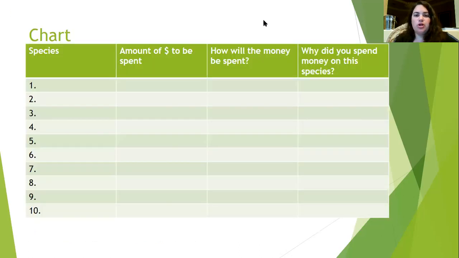So here is your chart, and this is basically what you will fill out. So let's say your panda is number one. So you're going to write panda, amount of money that you're going to spend on this panda, $10 million. How will the money be spent? I'm going to spend it by education in the school system and conserving their habitat, building them places where they would live. And why did you spend that money on that species? Well, that species particularly is a keystone species in this ecosystem. Very important to conserve this animal, right?